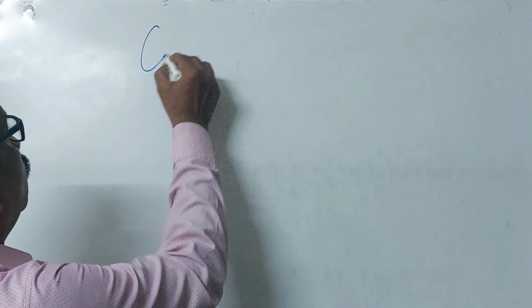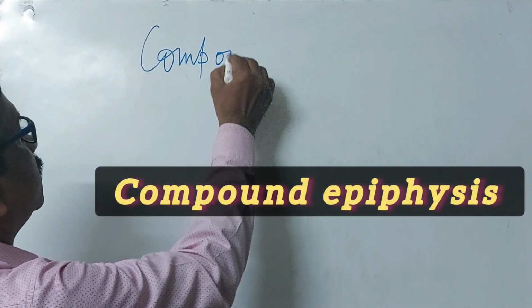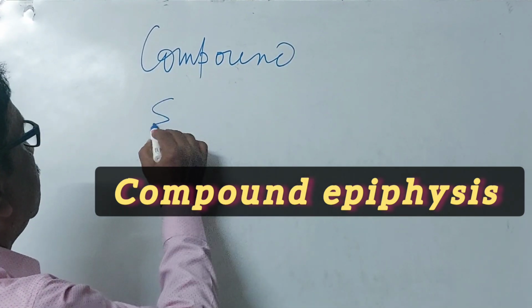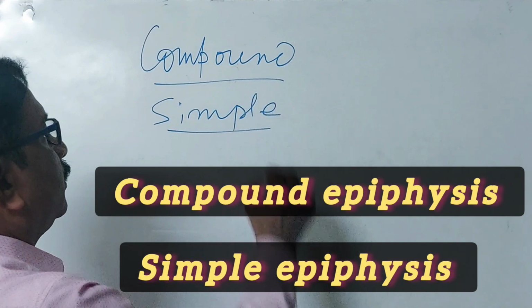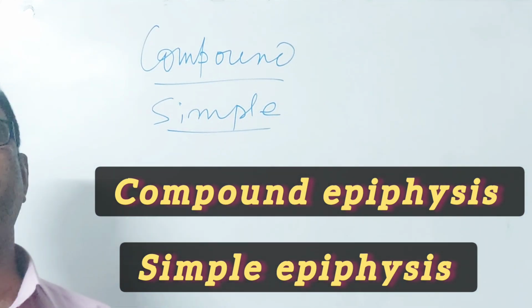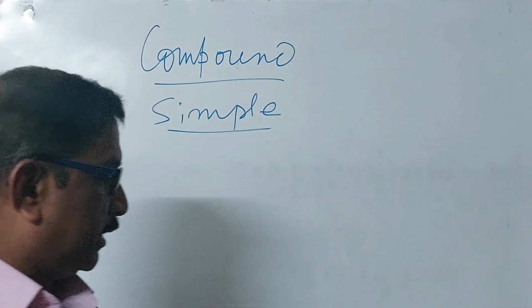One is compound epiphysis and another one is simple epiphysis. So what is this compound epiphysis and what is simple epiphysis? I will tell you the difference between these two and examples of these two types of epiphysis.